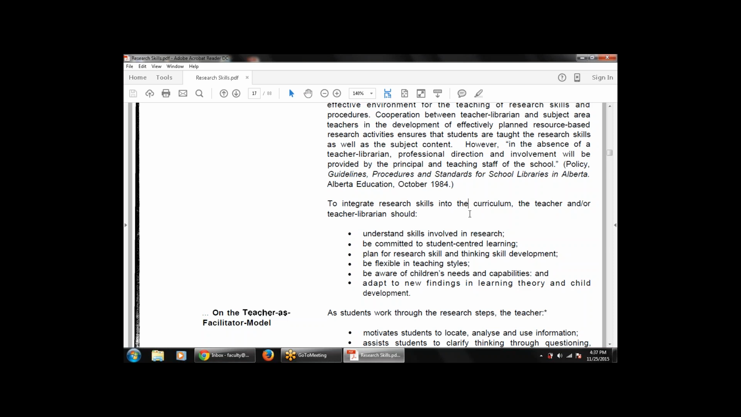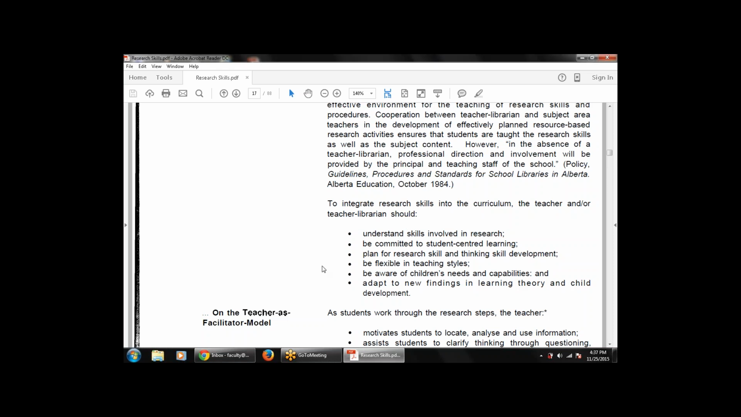The teacher also adapts to the new findings in the learning theories and the child development. There should be adaptability to the new findings in the learning theory, that is, what the learning theory is, and the child development. This is how to integrate the research skills into the curriculum.